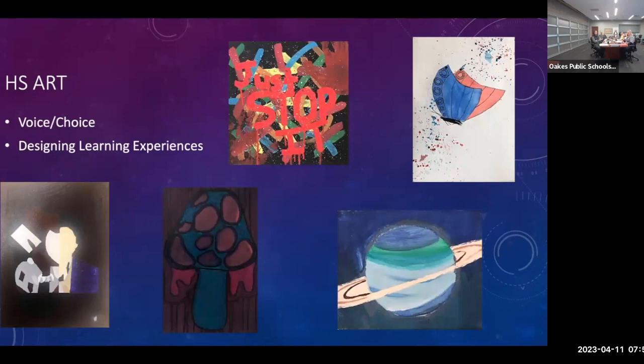In high school art, voice and choice is the best thing for them. These artworks are all from the same unit. We learned the basics of different types of artworks, techniques, and then they had that choice. So they essentially designed their own learning experience after I gave them some basic instruction. And they chose their medium, they chose their substrate, whatever they were going to paint on. They had to, for most of them, dive a little deeper in techniques.